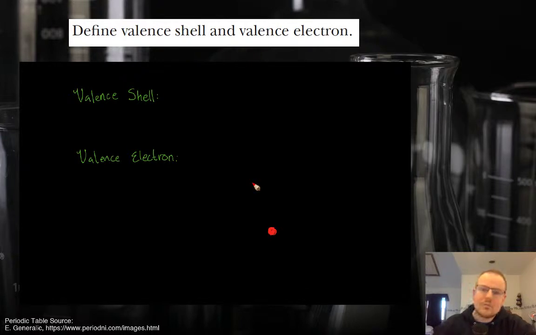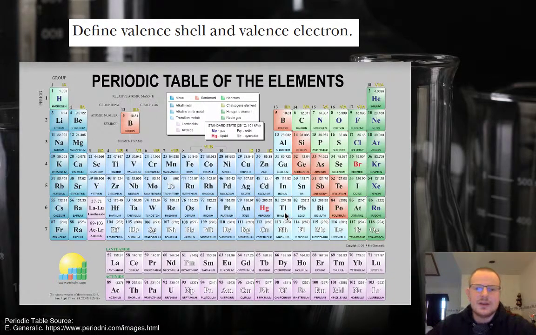Now, how do we know which electrons are in the valence shell, and how do we know what the valence shell is? Well, if we look at the periodic table, this tends to help us a bit. So let's look here. Let's just pick, say, silicon. Silicon has a configuration of 1s2, 2s2, 2p6, 3s2, 3p2. Okay.